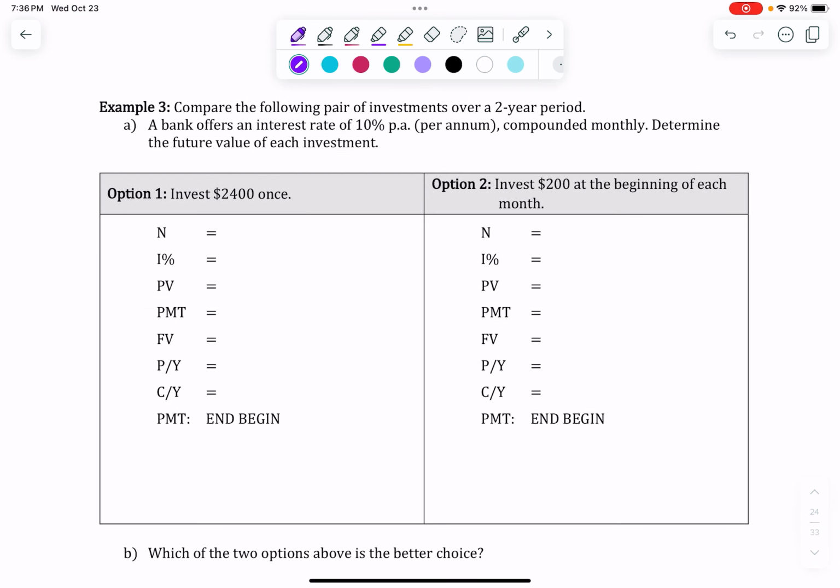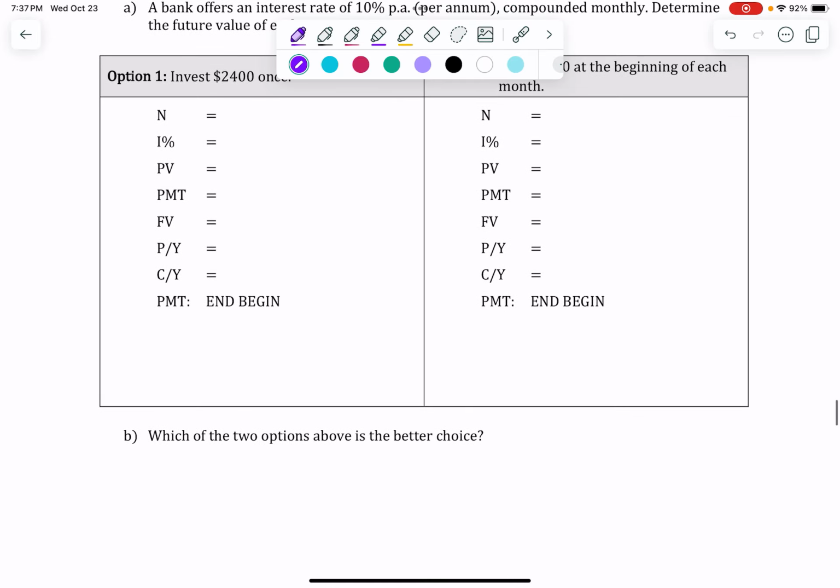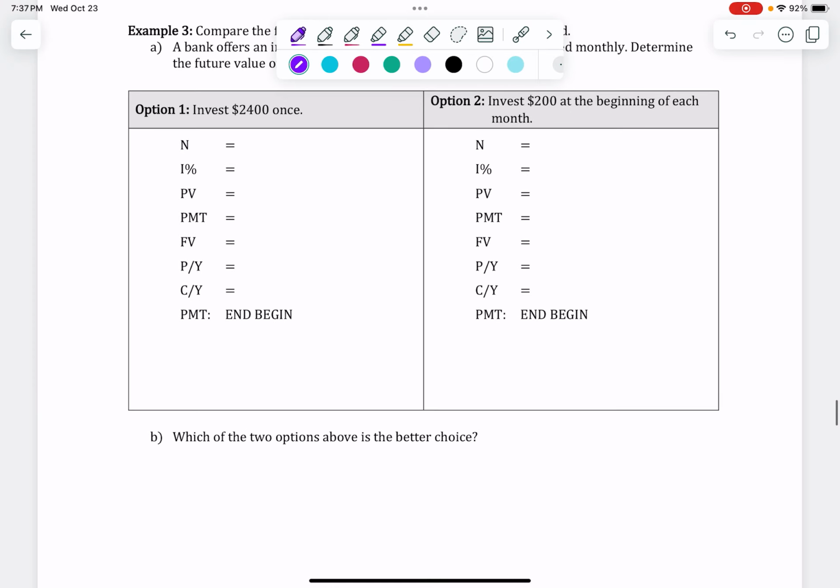So we are going to compare the following pair of investments over a 2-year period. A bank offers an interest rate of 10%, holy smokes, per annum, which is what P.A. stands for, compounded monthly. Determine the future value of each investment. Option 1 and option 2 are very easily something you can tackle on your own. And the question below asks you which of the 2 options is a better choice.